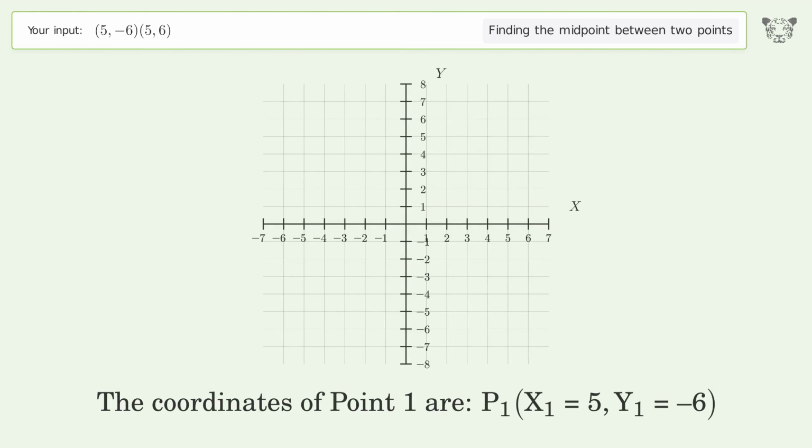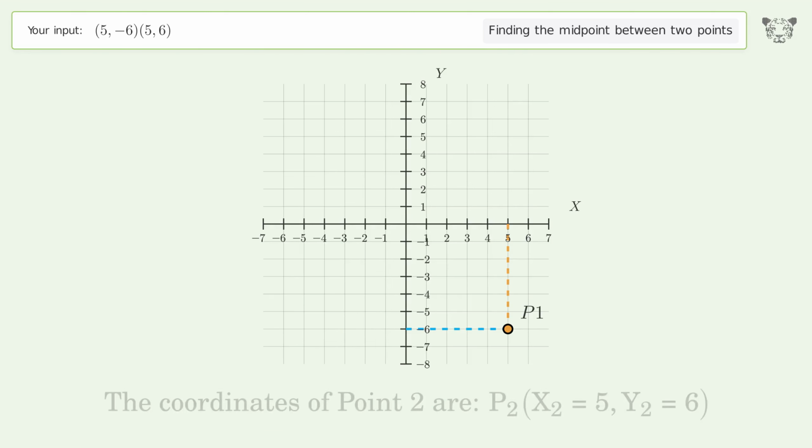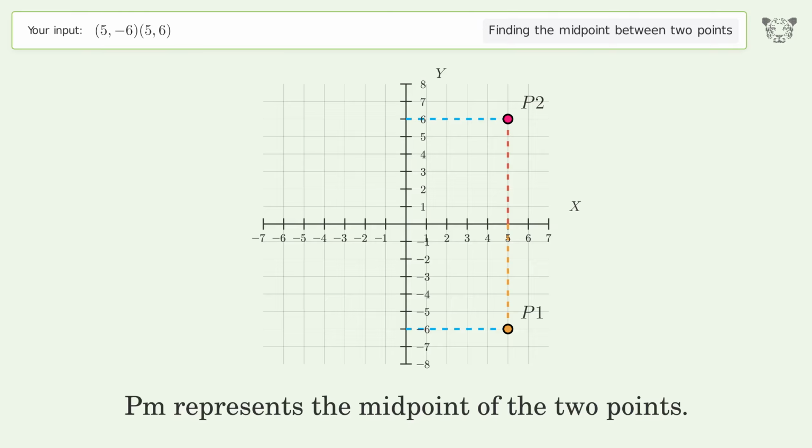The coordinates of point 1 are x1 equals 5, y1 equals -6. The coordinates of point 2 are x2 equals 5, y2 equals 6. PM represents the midpoint of the 2 points.